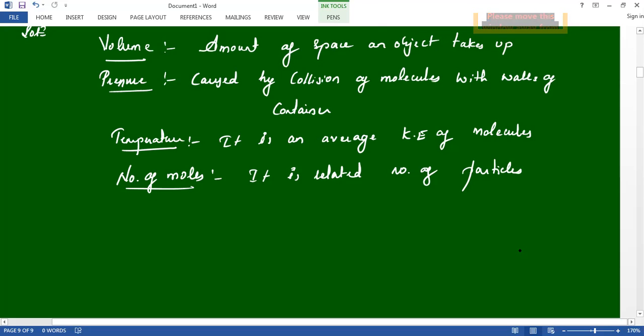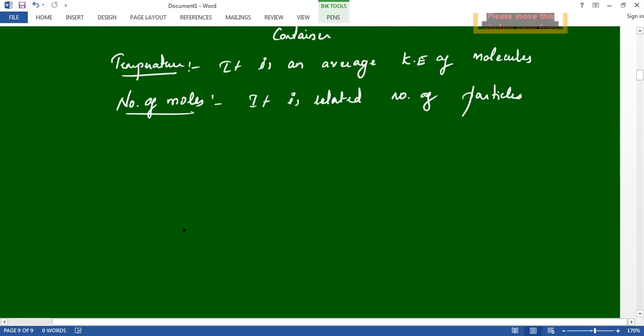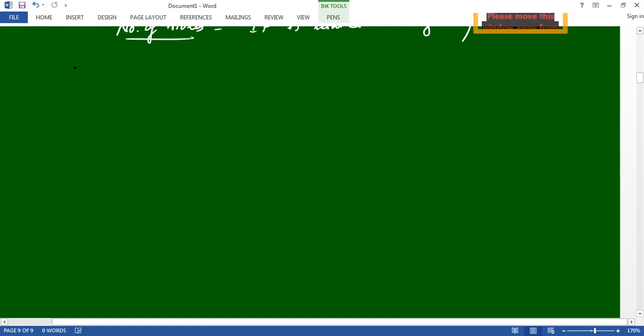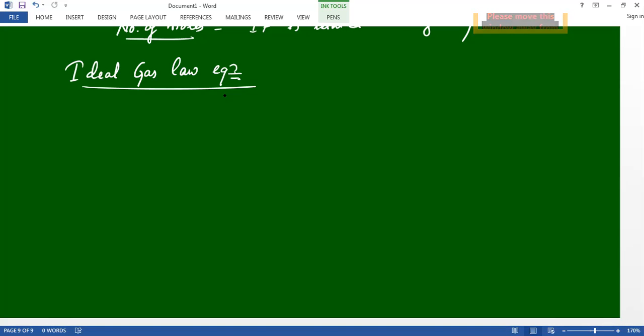We'll move on to the next one, that is the ideal gas law equation. The ideal gas law equation allows us to calculate the pressure, volume, temperature, and moles of gases. So we'll write the ideal gas law equation. That is, PV is equal to nRT. This is the formula.